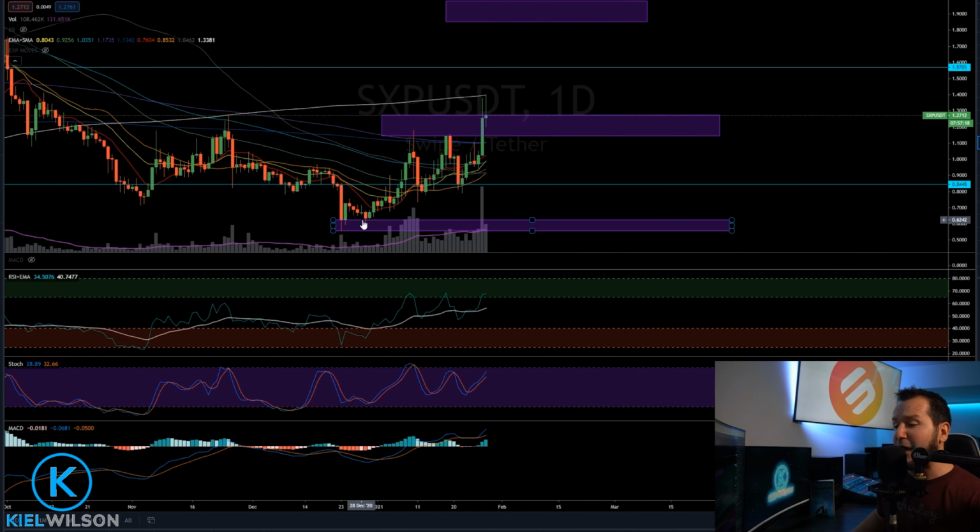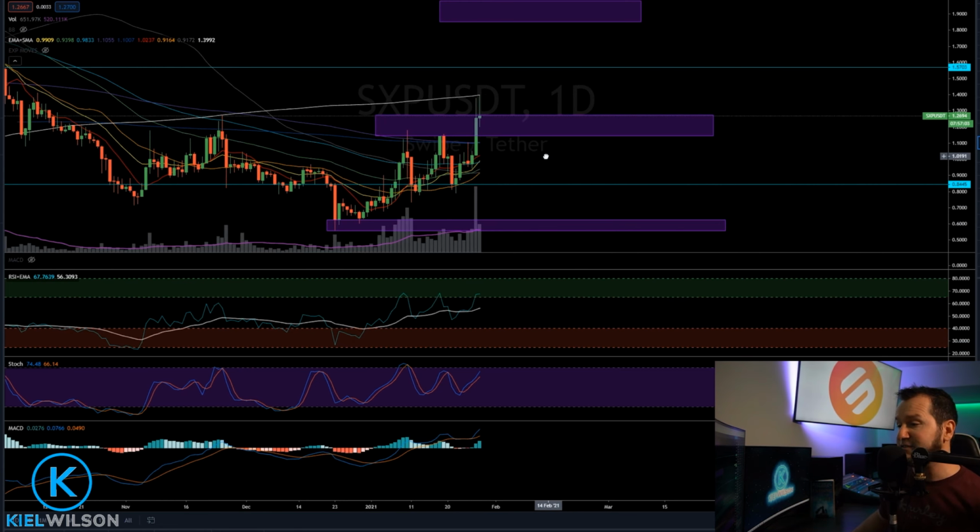First and foremost, I've mapped in a liquid zone here that's very important to be paying attention to, and that has a top side coming in at 62 cents and a bottom side coming in at 55 cents. From this point here to this point here, I do see some bullish divergence on the RSI that is certainly playing out at this point in time.